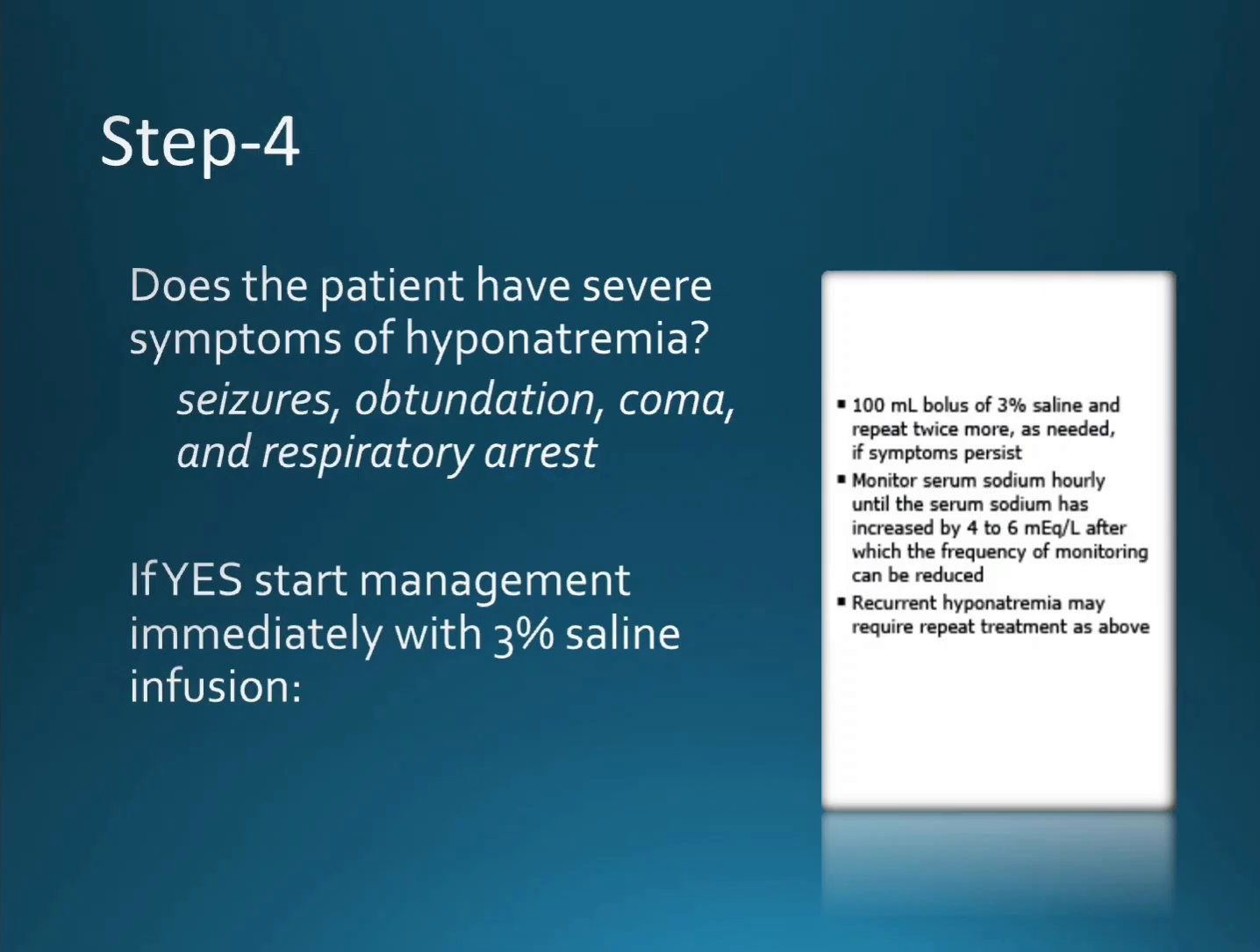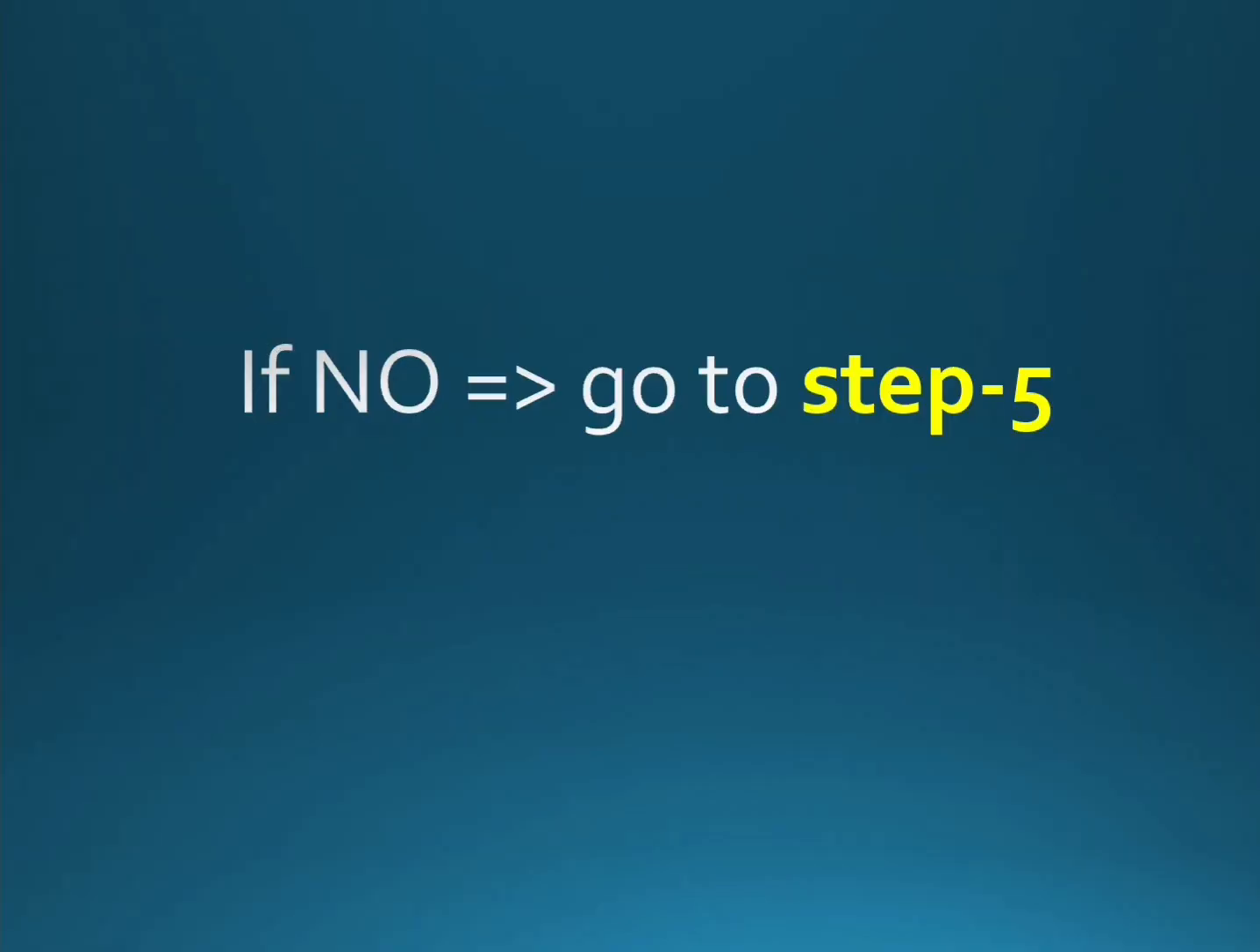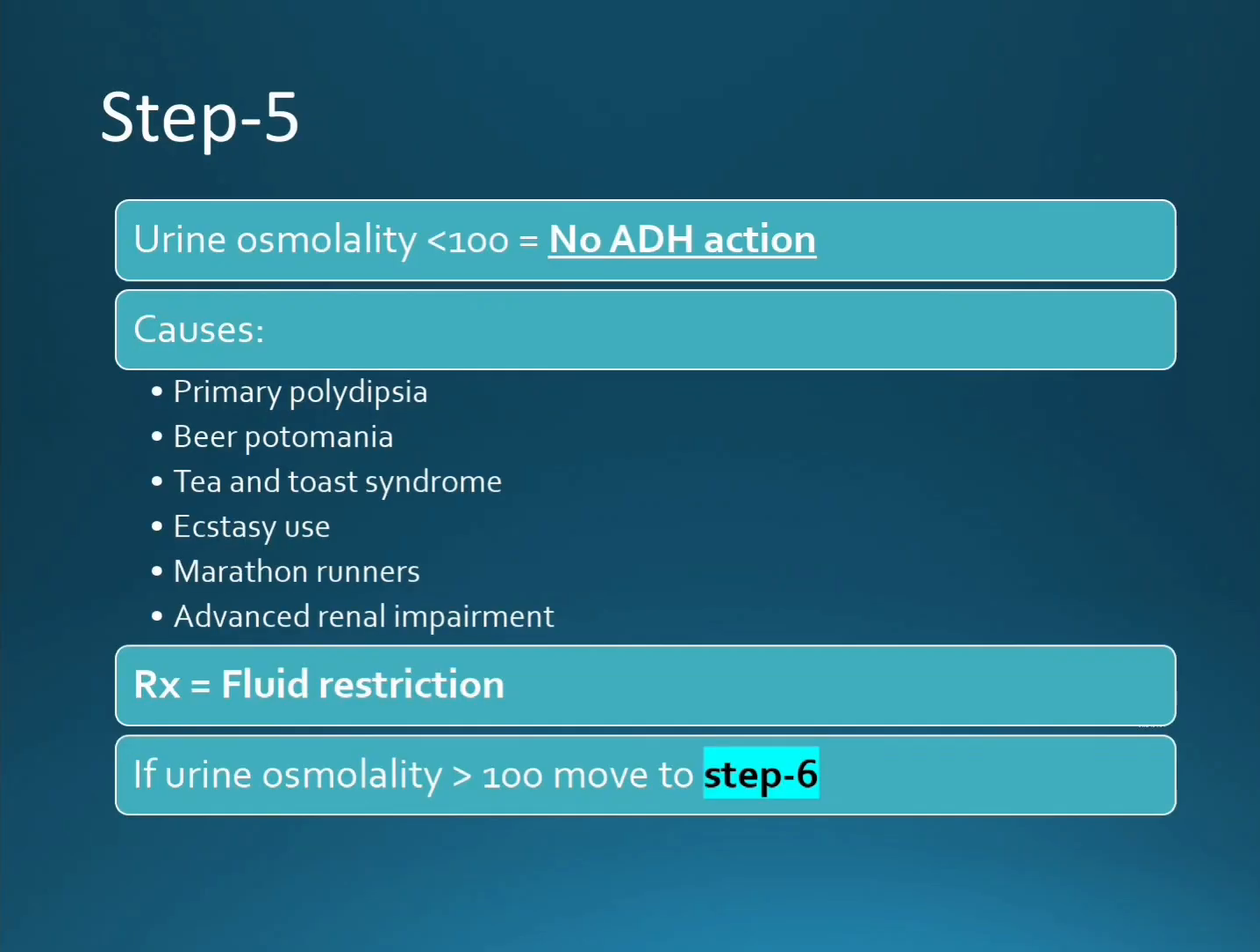So, step 4, symptomatic patient, you have to act quickly and start hypertonic saline. But if the patient is asymptomatic, then you have to move to step 5. And by the way, after managing the symptomatic patient, you have to move to step 5 anyway, because you need to ascertain the diagnosis to help you in further management. So step 5, what do you do? You check your urine osmolality result.